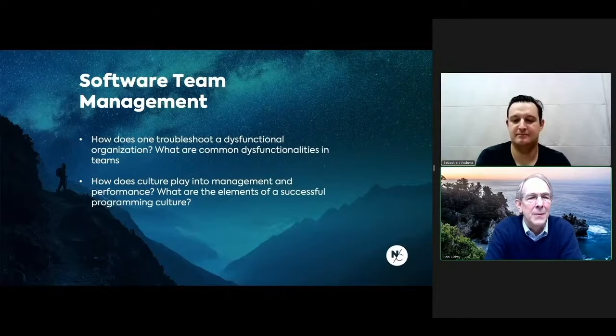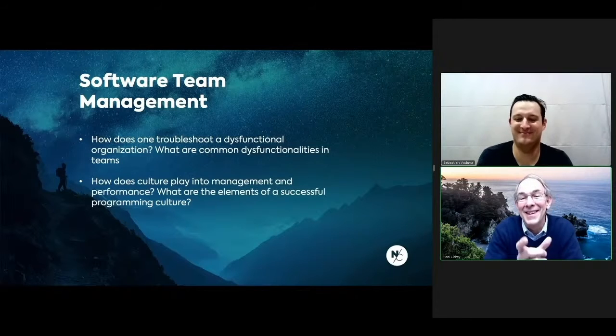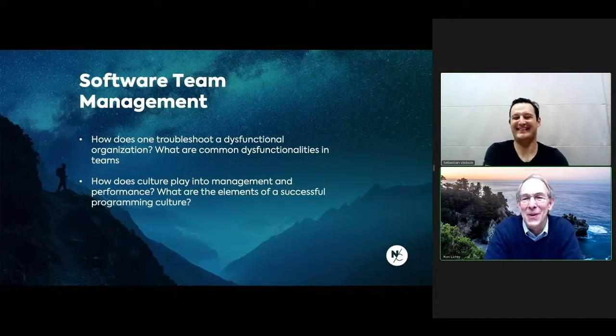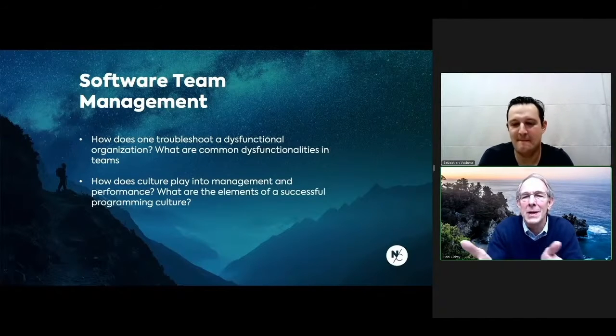I think to your second question in that first bullet, what are common dysfunctionalities in teams? Calling something Agile that's been Frankensteined together. I just heard this phrase in the last couple of days: we Frankenstein together an Agile process. And I think that is so true of so many organizations that I come into.